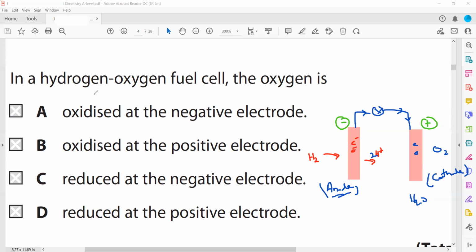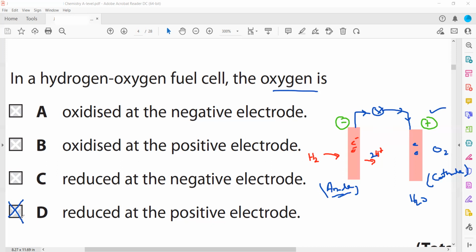So first, what happened in the hydrogen fuel cell? What happened to oxygen? Oxygen gains electrons. So if oxygen gains electrons, it is reduced. And which electrode, because positive or negative electrode means in terms of electrons. So in terms of electrons, which electrode is this? That is the positive electrode. So D is the right answer.